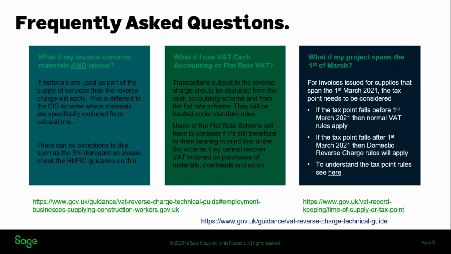What if you use VAT cash accounting or flat rate VAT? VAT cash accounting doesn't apply under domestic reverse charge. Okay, so what it will do is when you put an invoice on using a T21, it won't wait for that invoice to be paid for it to be picked up on your VAT return. It will literally apply at the point of invoice. Under the flat rate scheme, then we do recommend that you consider whether or not it's going to be beneficial for you to remain on the flat rate scheme and be using domestic reverse charge.